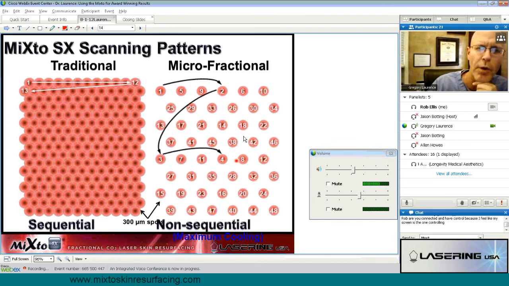Listen, you can do another pass, you can turn the watts up to 30 watts, you can deliver as much energy as you want to, but when the scanner skips around, it allows you to do a more smooth, even treatment, and it makes it more predictable.